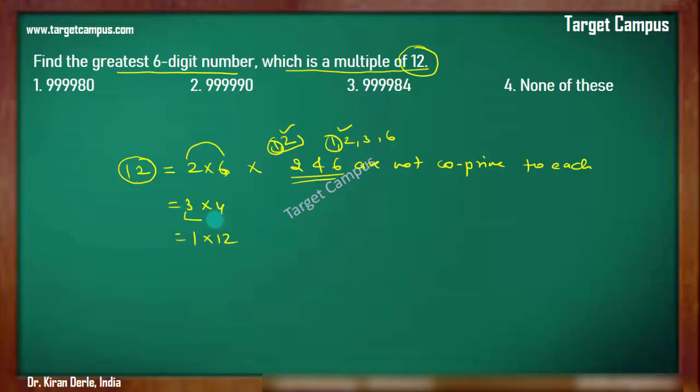But if you see 3 and 4, yes, 3 and 4 are co-prime. So if you want to check the divisibility of 12, if the number is divisible by 3 and 4 both, then the number should be divisible by 12. So the given number should be divisible by 3 and 4 both, then only it will be divisible by 12.